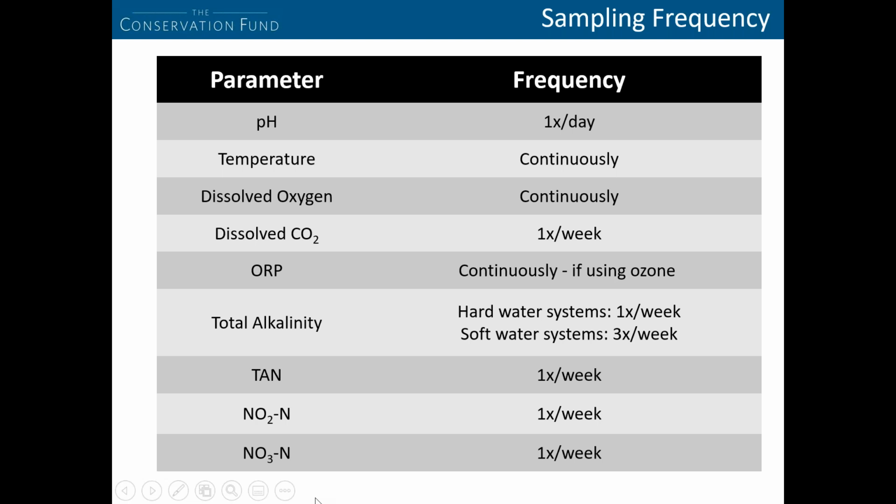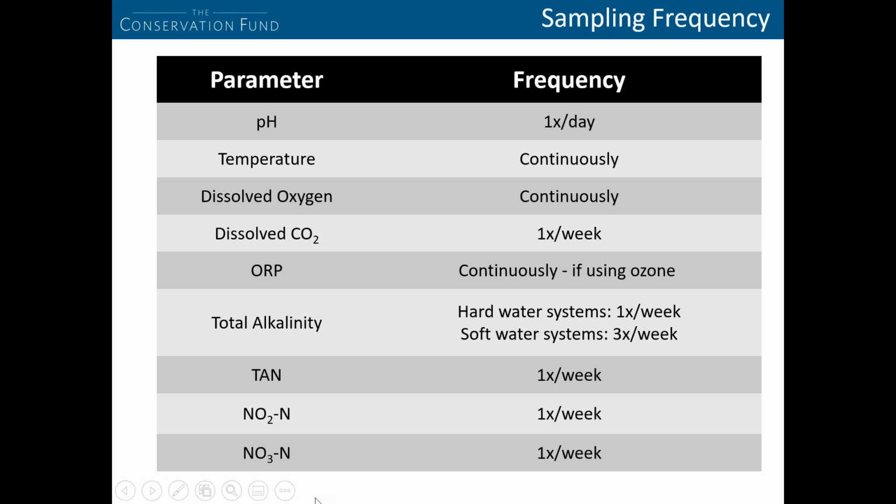So this table outlines recommended sampling frequency for a stable RAS. However, it's important to note that conditions are always changing as the fish grow. Therefore, these frequencies will change depending on the system biomass, flushing rate, biofilter condition, and your source water.